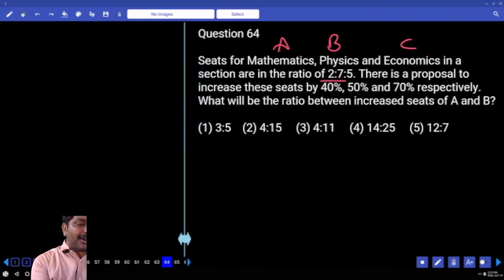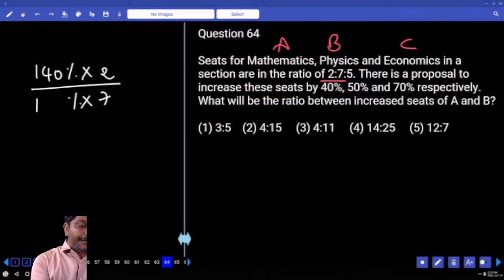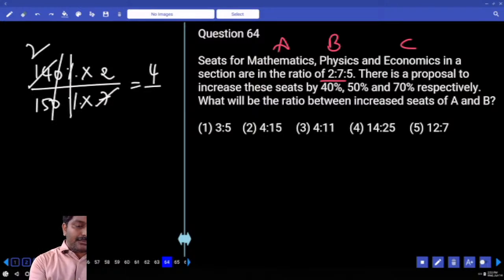A and B, they are in what respective ratio? And now A increased by 40%, then it becomes, B increased by 50%. It becomes percentage and 00 gets cancelled. 7 value. 4:15, second option.